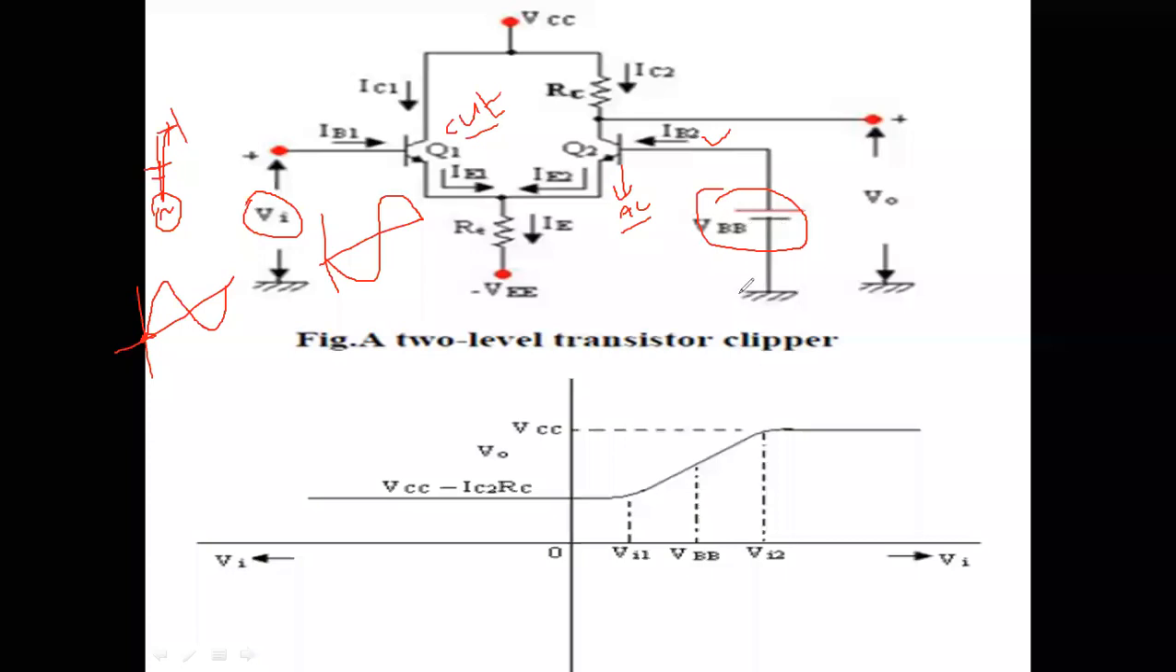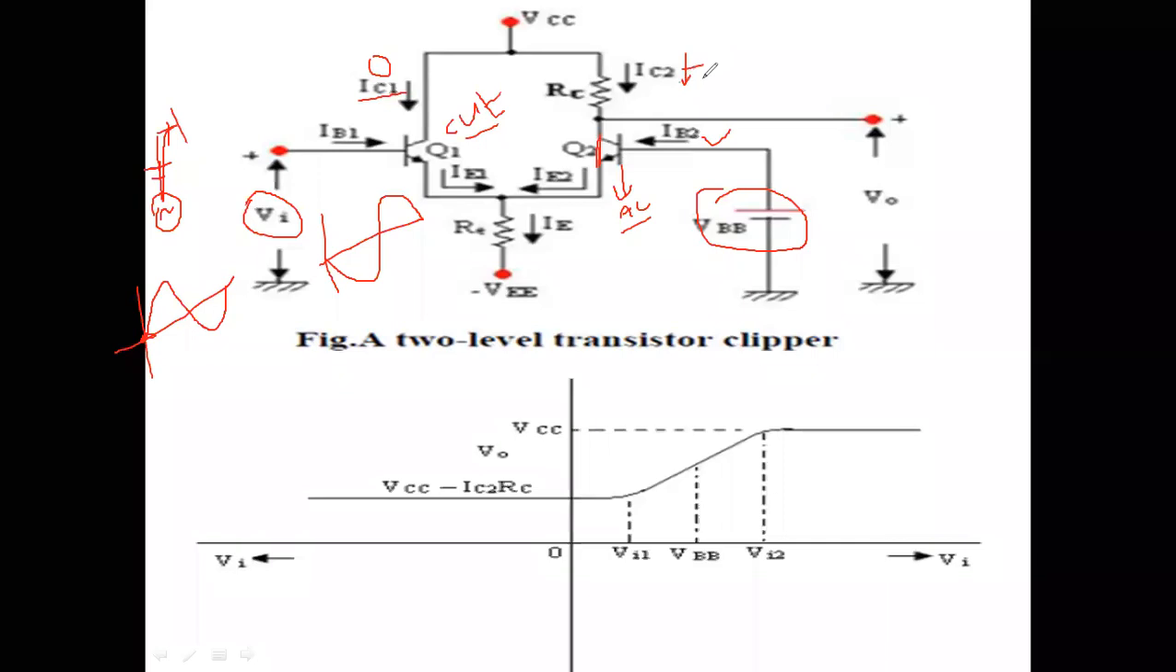We have to set it like that, by adjusting this VBB. When Q1 is in the cutoff region, Q1 is an open switch. When Q1 is an open switch, IC1 will be 0. Therefore the entire current from VCC flows through IC2. Since Q2 is in the active region, it is in amplified version, therefore this switch we can treat as a closed switch. The current flows through IC2, then through IE2 and to IE, and then it is grounded.